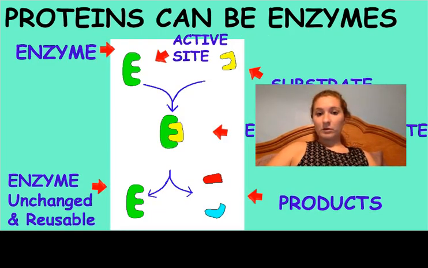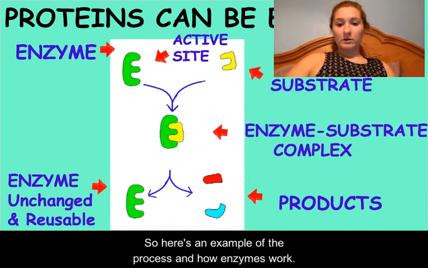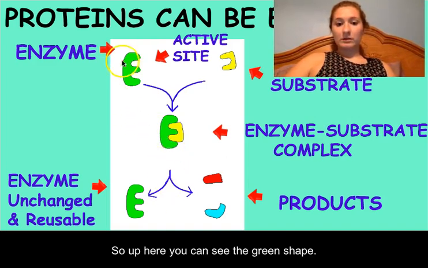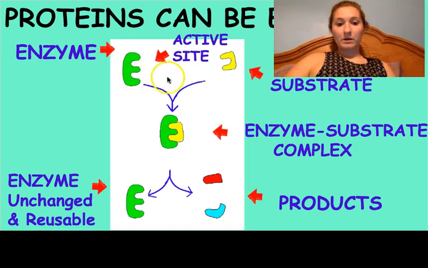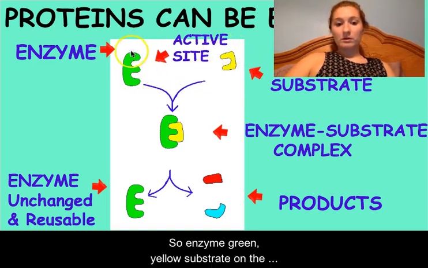Alright, so proteins can be enzymes. So here's an example of the process and how enzymes work. Up here you can see this green shape, which is actually an enzyme. That green one is the enzyme. This yellow one over here is the substrate. So enzyme green, yellow substrate.